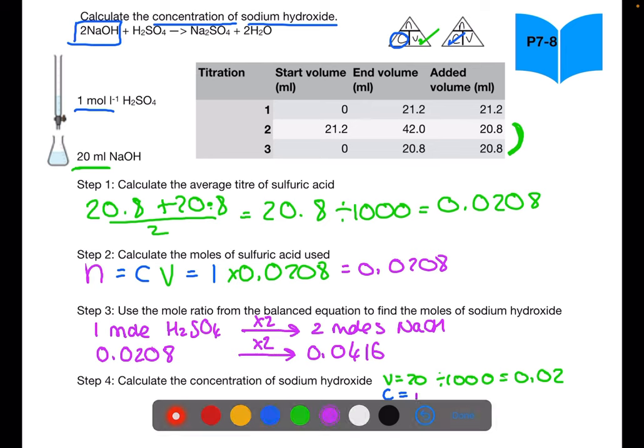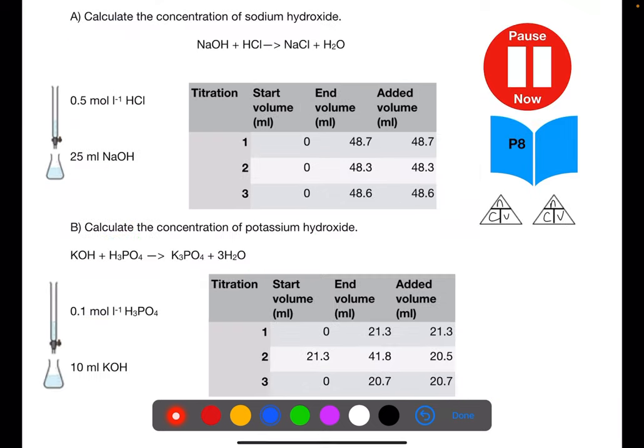So concentration is moles divided by volume. So we can take the moles that we've just calculated as 0.0416 divided by the volume of sodium hydroxide, 0.02, to give a concentration of 2.08 moles per litre. Pause the video now and try these two examples.